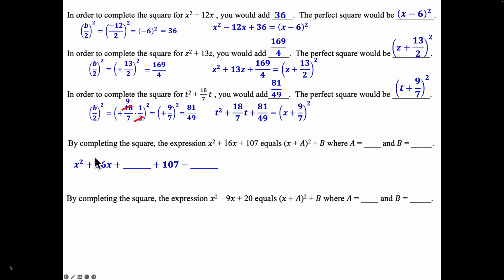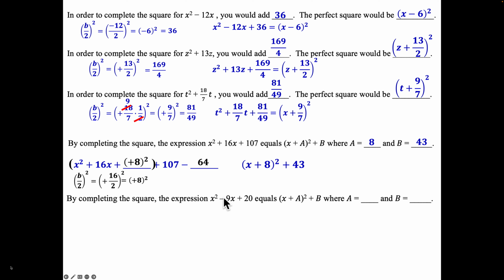So half of positive 16 is going to be a positive 8 squared, so that's my plus 8 squared here. Square that to be 64. So now my binomial squared is the x and the plus 8 in the parentheses squared. Do the math here, 107 minus 64. That's 43. I'm in this format now. So A is equal to 8 and B will be equal to 43.